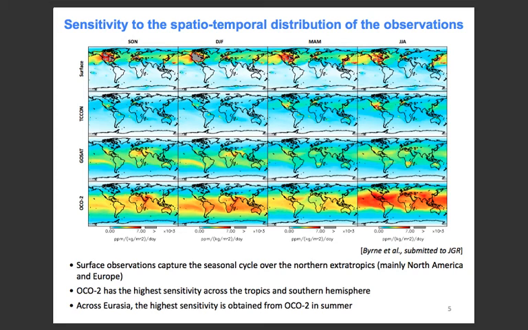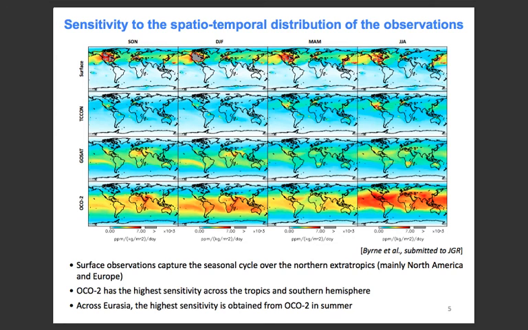And you can see that for the surface network, the sensitivity is high across North America and Europe, but very little sensitivity in the southern hemisphere and the tropics. And as you go to the satellites, GOSAT and OCO-2, you can see increasing sensitivity, particularly in the tropics. OCO-2 really dominates across the tropics. And in summer, OCO-2 really gives you a strong constraint across Eurasia.